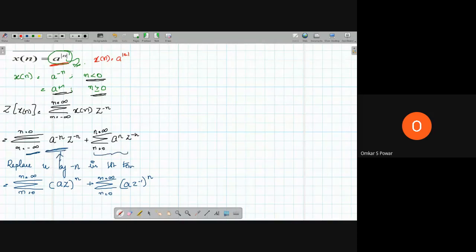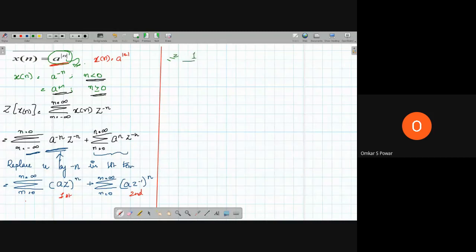So now it is in the form of summation n varies from 0 to infinity a power of n, which is equal to 1 by 1 minus a, provided mod a is less than 1. So this is the first term. Similarly, we can express this second term. So let us further simplify this one. Summation n varies from 0 to infinity a power of n is nothing but 1 by 1 minus a.